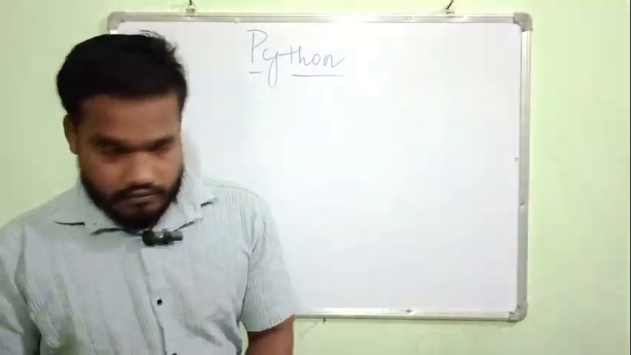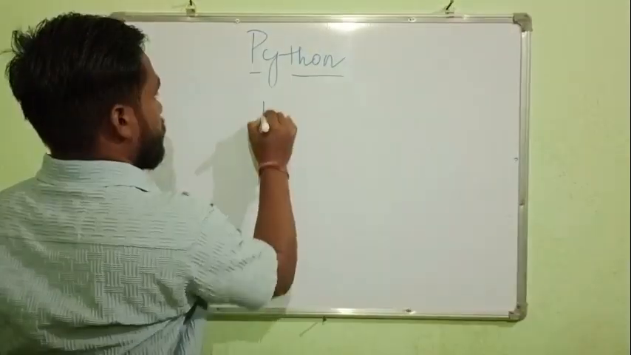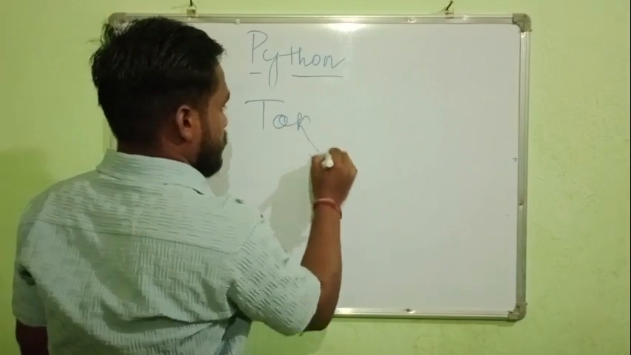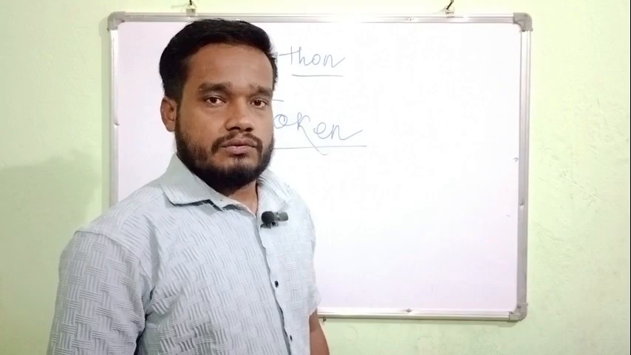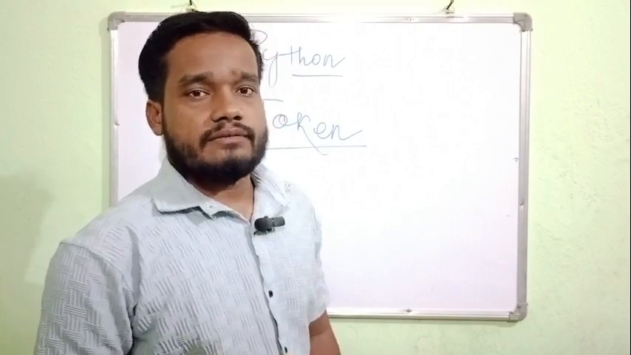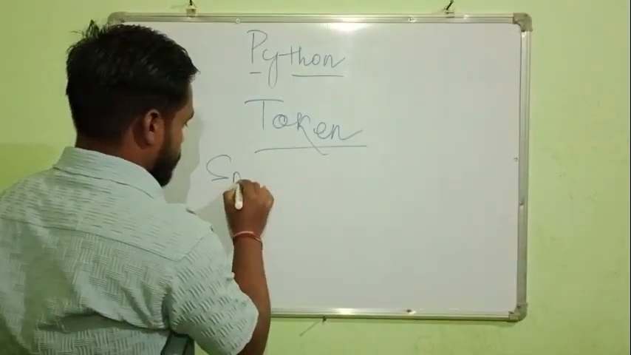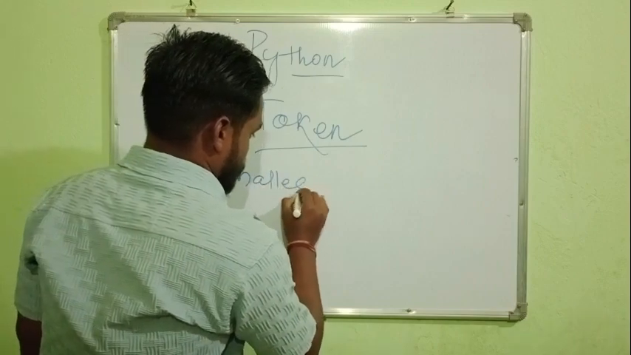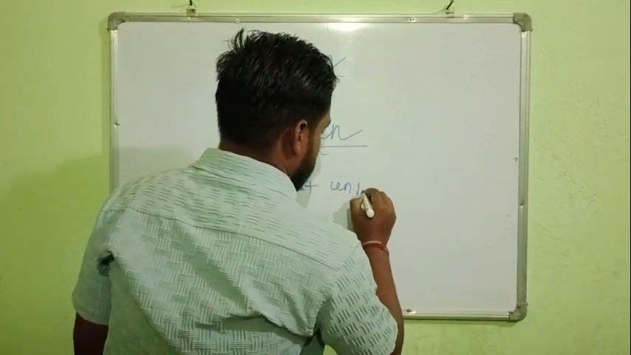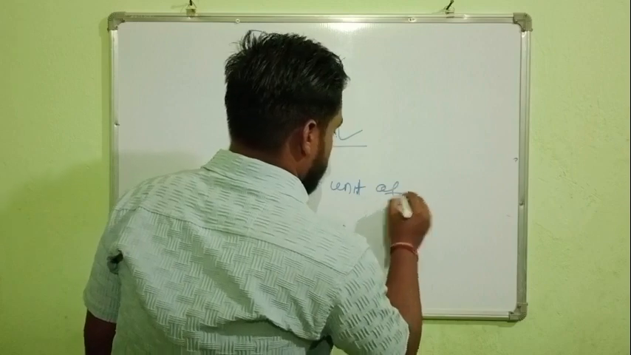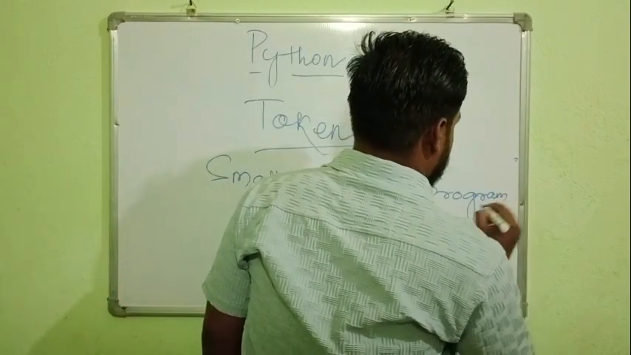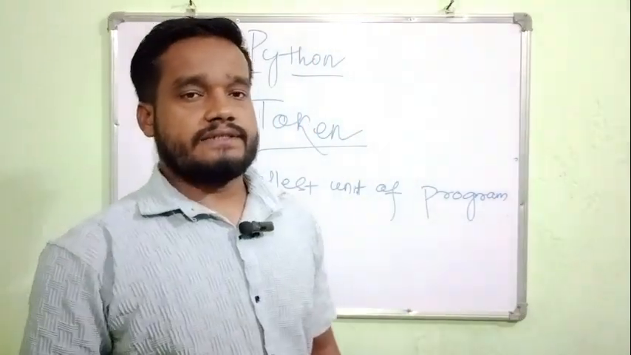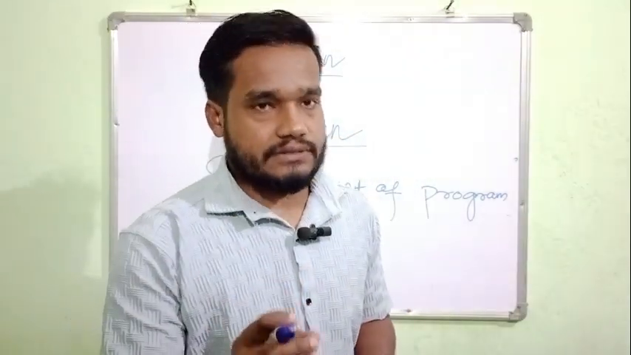Now we will learn what a token is. A token is the smallest unit of a program. Whenever we are writing or executing a program, the small parts are known as tokens.